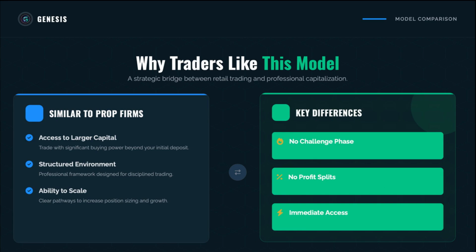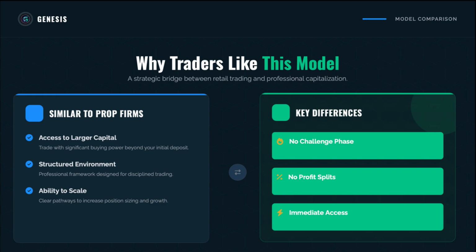Now that you understand how the 10X structure creates a larger trading environment, let's talk about why many traders prefer this model. One of the biggest struggles beginners face is trading very small personal accounts. When an account is tiny, traders often feel forced to increase risk just to see meaningful movement. That leads to oversized positions, emotional decisions, and accounts disappearing quickly. Operating inside a larger structured account changes that experience. Because the account size is larger, traders can use smaller lot sizes while still seeing real movement. This helps beginners focus on process instead of chasing fast profits.